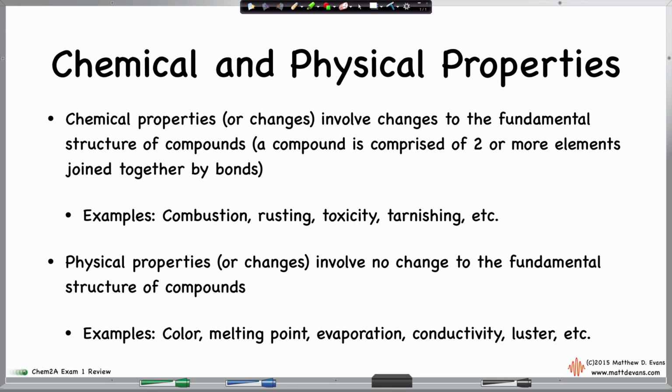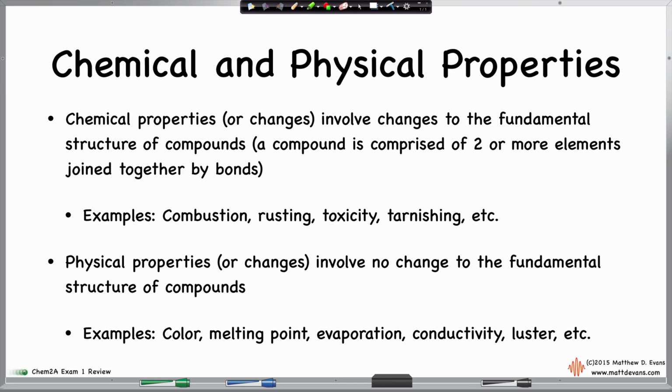Now, physical properties, this one's an easier one to understand. This is something that does not involve a change to the fundamental structure of compounds. So things like color, melting point, boiling point, evaporation, conductivity, luster, all kinds of examples like this. Odors, even. That doesn't involve any changes. Even evaporation: when a puddle of water evaporates into a gas, nothing happens to the water molecule itself. It just changes phase, as we say. It starts as a liquid, becomes a gas. Nothing changes to the chemical makeup of a water molecule. It starts as H2O, ends up as H2O by the time it's done evaporating. Okay, so that's chemical and physical properties.